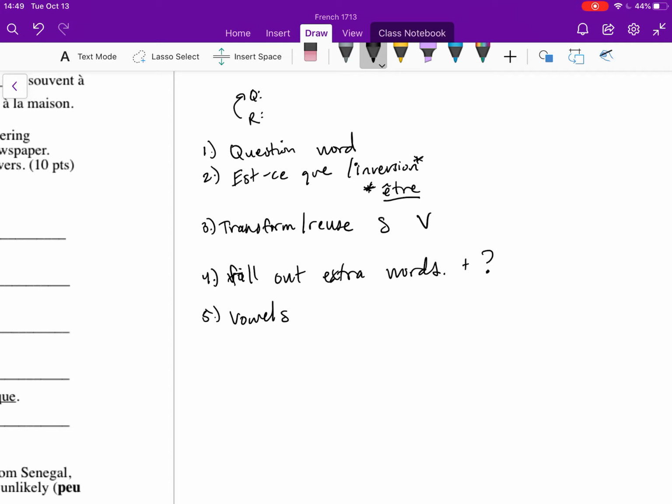Fifth thing is watching out for vowels. That could be a question of putting in an apostrophe, a T with the two hyphens that goes in the inversion. Okay, that's about it.